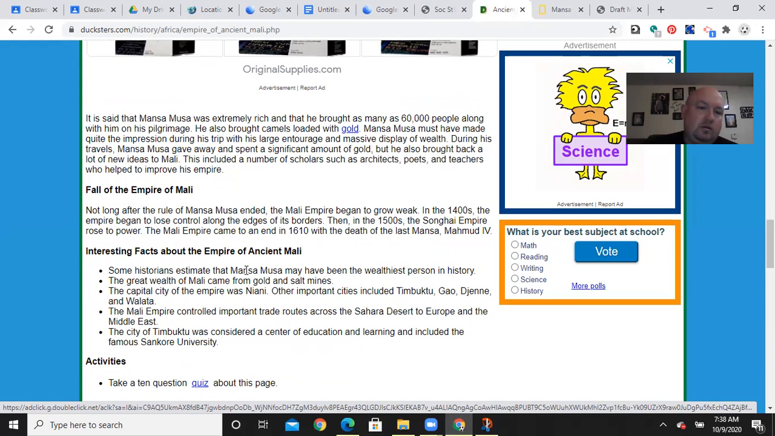The capital of the empire is Niani. Other important cities included Timbuktu, Gao, Jenne, and Walata. Apologize if the pronunciations are just off. The Mali Empire controlled important trade routes across the Sahara Desert to Europe and the Middle East. And the city of Timbuktu was considered a center of education and learning, including the famous Sankore University.